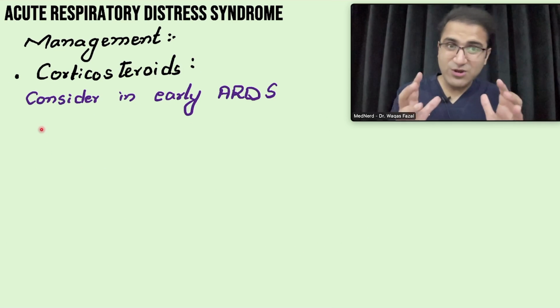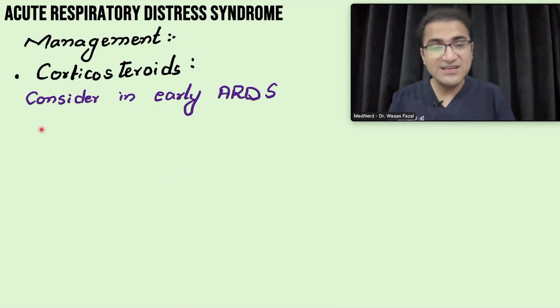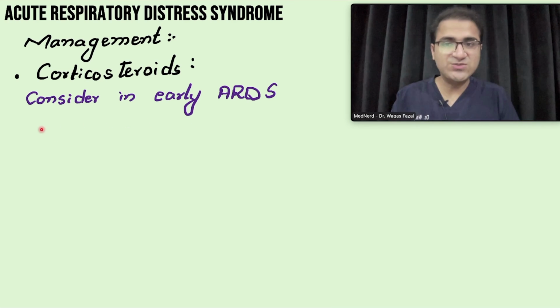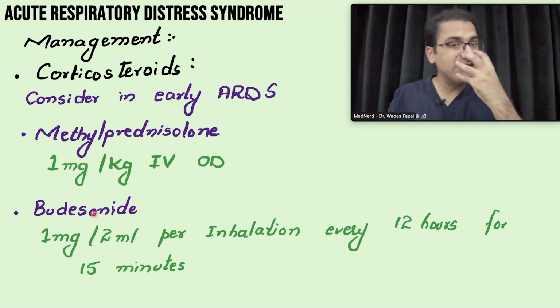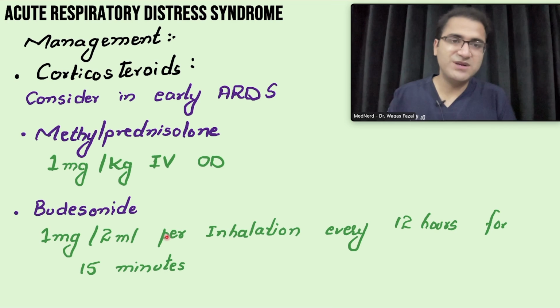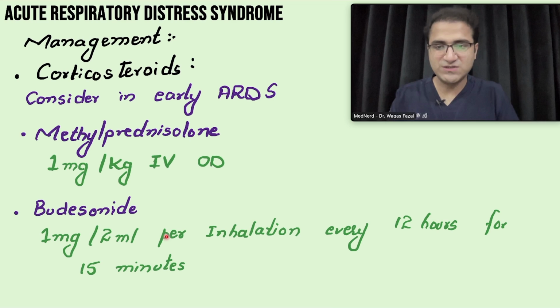Corticosteroids have off-label use in patients with ARDS, and they are used in patients with early ARDS, and they can reduce inflammation, increase oxygenation in these patients. IV methylprednisolone is given 1 mg per kg IV OD, and budesonide is given in the nebulizer form 1 mg per 2 ml per inhalation every 12 hours for 15 minutes. So inhalers, budesonide is given via inhalers, nebulizations.